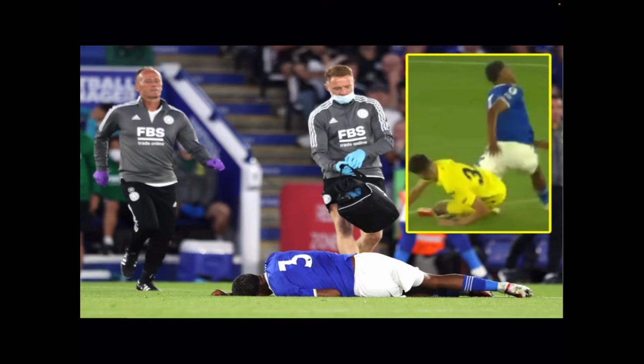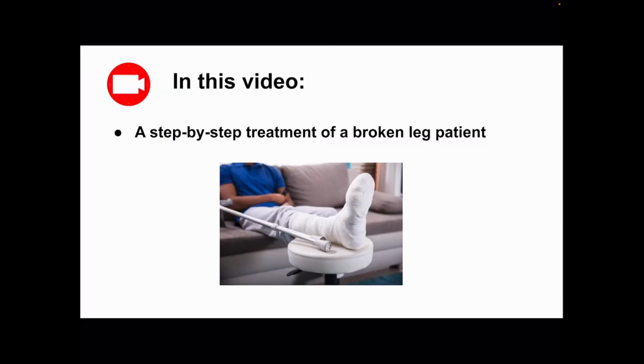A soccer player is tackled from behind and drops to the ground grabbing at his leg. There is an obvious deformity and he is screaming in pain. What would you do? In this video, you will learn a step-by-step treatment of a broken leg patient. Hope it will help you deal with such scenarios.